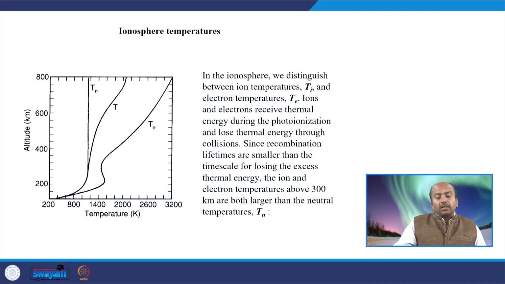Another important aspect in the ionosphere, which is slightly different from our idea of dealing with a neutral gas, is that the ionosphere is a plasma state. Plasma, what is plasma? Plasma is the fourth state of matter in which electrons and ions also exist in addition to the neutral species. There are neutral atoms, neutral molecules. In addition to that, a significant population of electrons and ions exist.